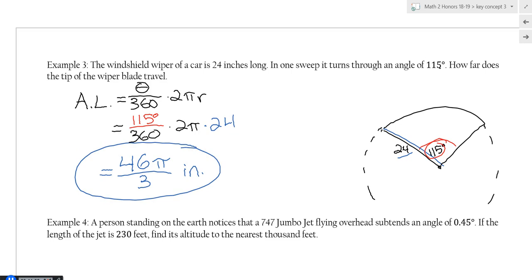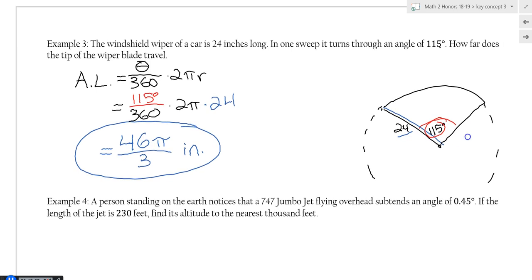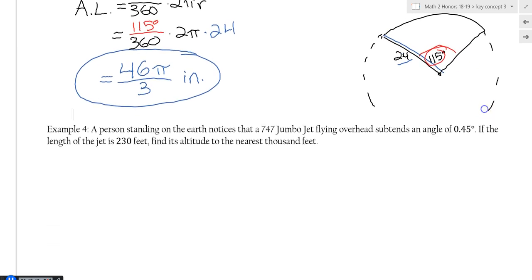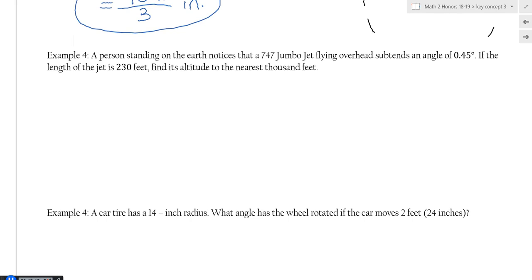So the word problems are just the same. There's just not a picture for you, but you're still just pulling out the angle and the radius. All right, looking at example 4. A person standing on the earth notices that a 747 jumbo jet flying overhead subtends an angle of 0.45 degrees. That's very small. If the length of the jet is 230 feet, find its altitude to the nearest 1,000 feet.